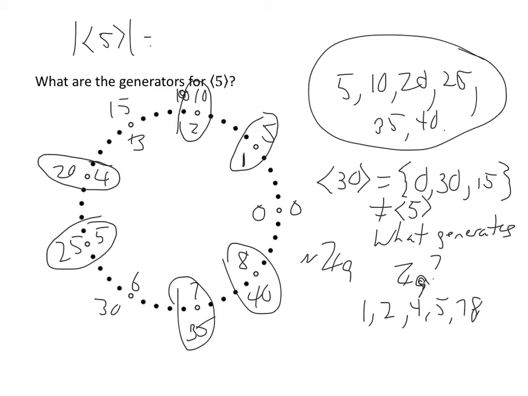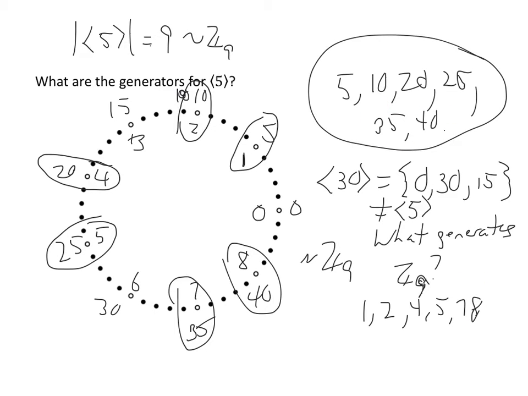There were 9 elements in there. Okay, and it's cyclic, so we thought of it like Z9. We looked at the generators of Z9 and then just looked at the multiples of 5, or 5 times each of those generators. So 5 times 1 was 5, 5 times 2 was 10, 5 times 4 was 20, 5 times 5 is 25, 5 times 7 is 35, and 5 times 8 is 40.